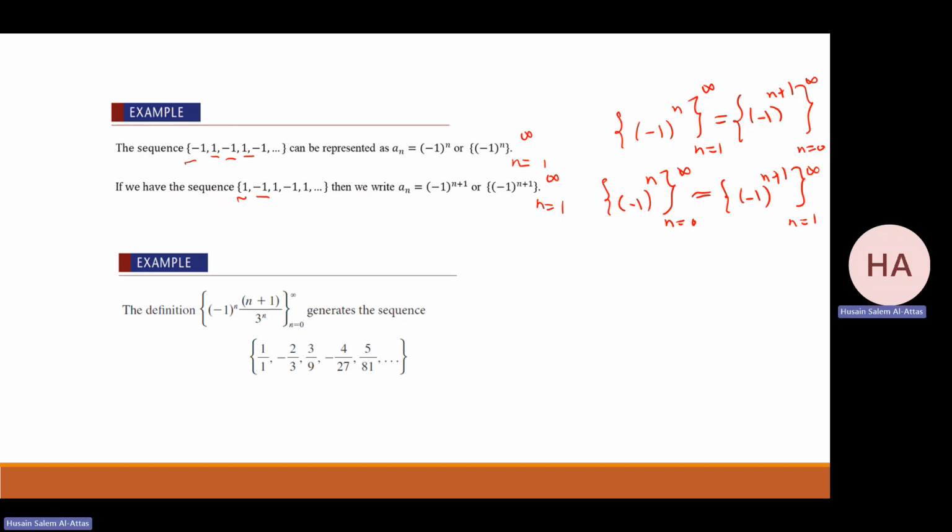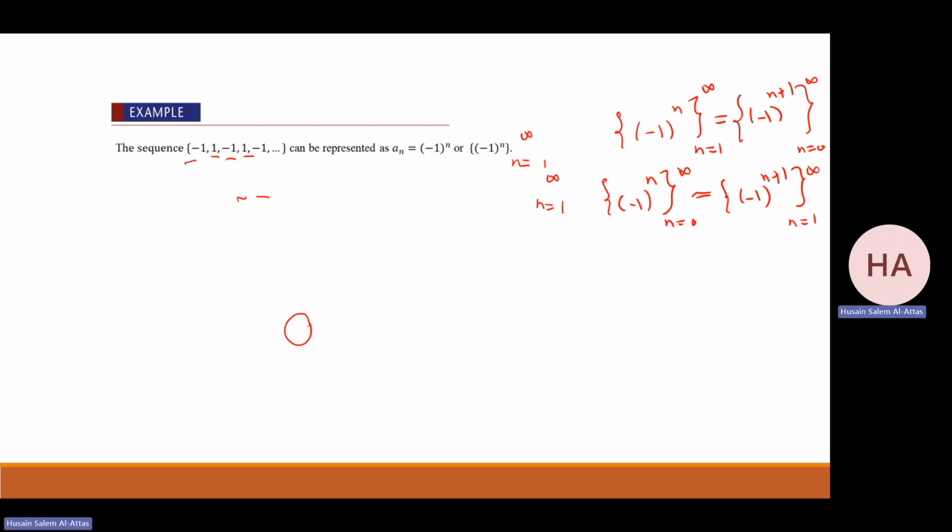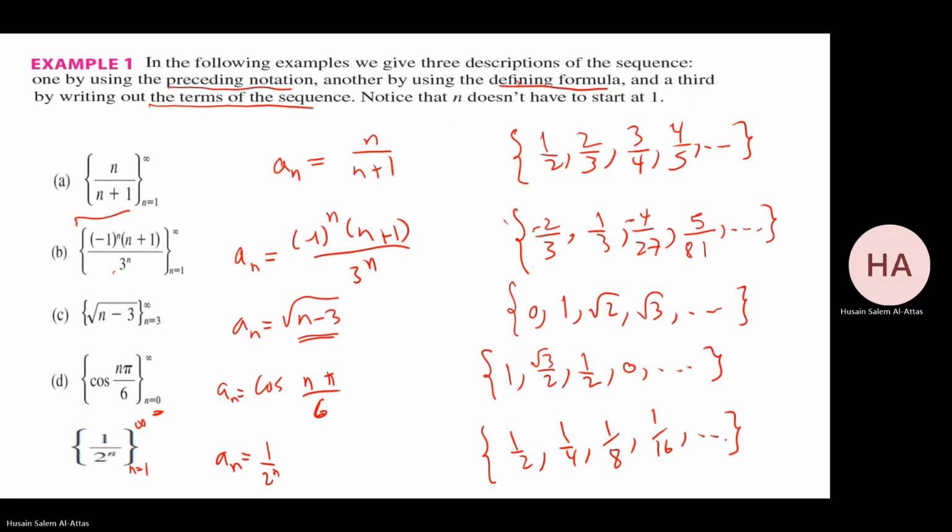This sequence, I think we did it before. It depends. He's starting from 0 here. But in the previous one, I was starting from 1. With that, I'm having minus 2 over 3.